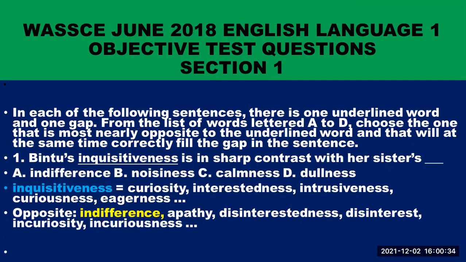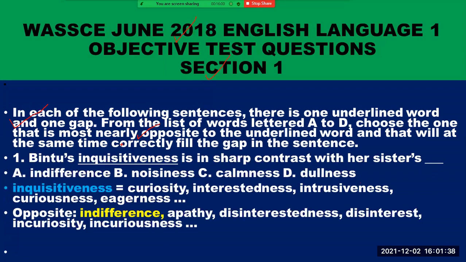And then let's go to 2018 and confirm that it is the same. Now take note of WASSCE June 2018, and section 1, English language. Now the instruction is similar. In each of the following sentences, there is one underlined word and one gap. From the list of words lettered A to D, choose the one that is most nearly opposite to the underlined word and that will at the same time correctly fill the gap in the sentence. Question 1, Bintu's inquisitiveness is in sharp contrast with her sister's dash. So the underlined word is inquisitiveness, and we are looking for the nearly opposite. Take note that, again, we are looking for a nearly opposite word. The same thing we had in 2020, the same thing we had in 2019, that same thing is what we have in 2018.